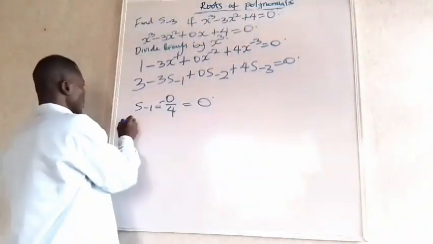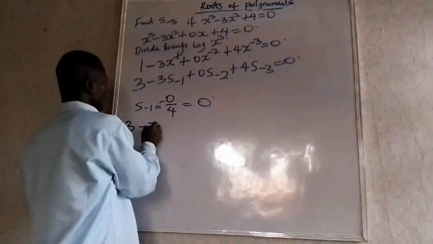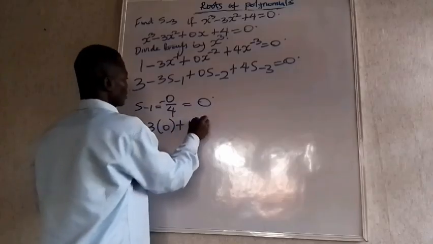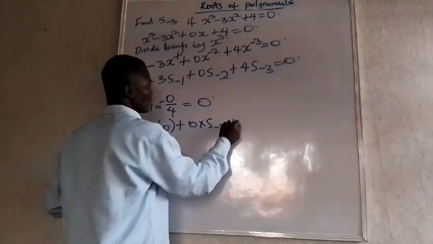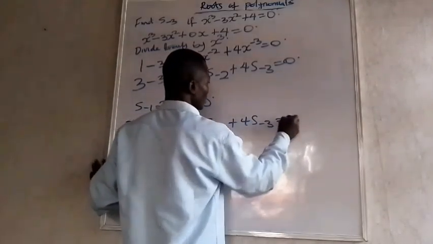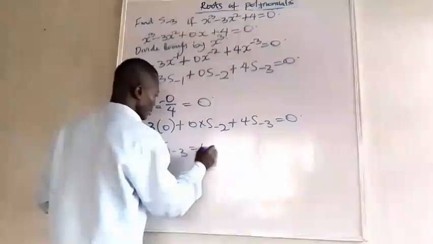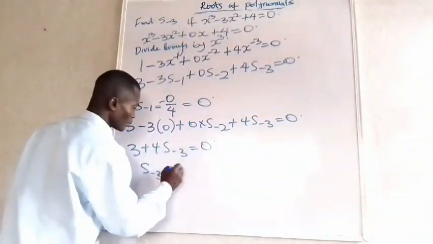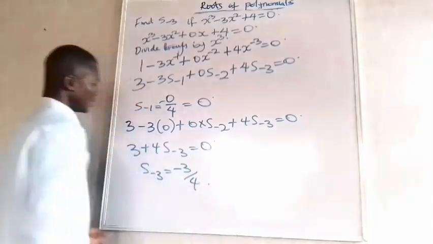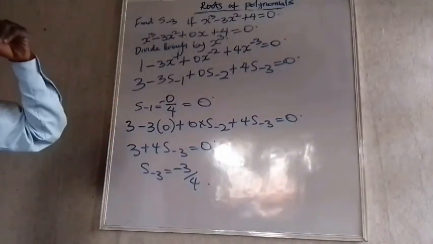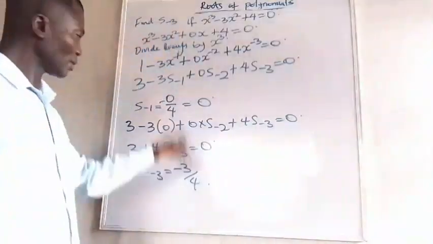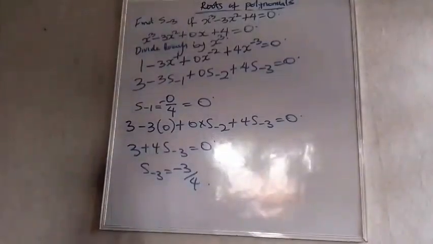So at the end of the day, we have 3 minus 3 into 0 plus 0 times s minus 2 plus 4 s minus 3 equals 0. So 3 plus 4 s minus 3 is equal to 0. So s minus 3 is equal to minus 3 over 4. So the sum of the cube of the roots is minus 3 over 4.